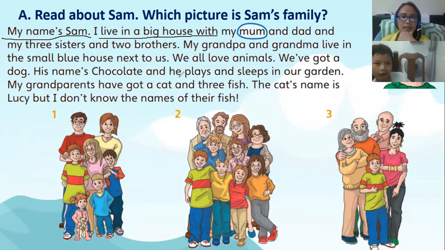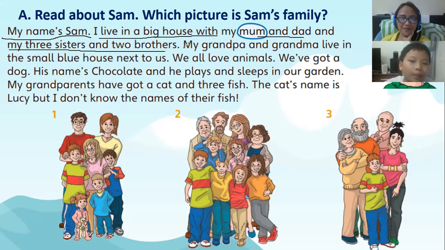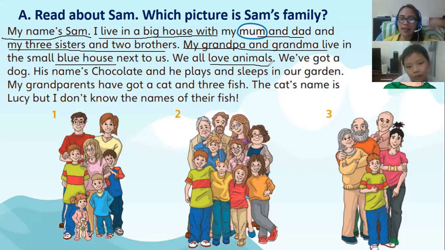I live in a big house with my mom and dad and three sisters and two brothers. My grandpa and grandma live in the small blue house next to us. We all love animals. Animals, baby, with S. We've got a dog. His name is Chocolate. And he plays and sleeps in our garden.